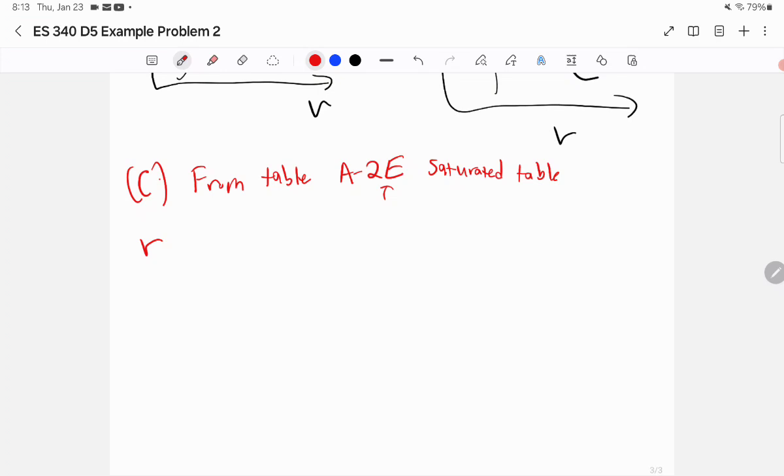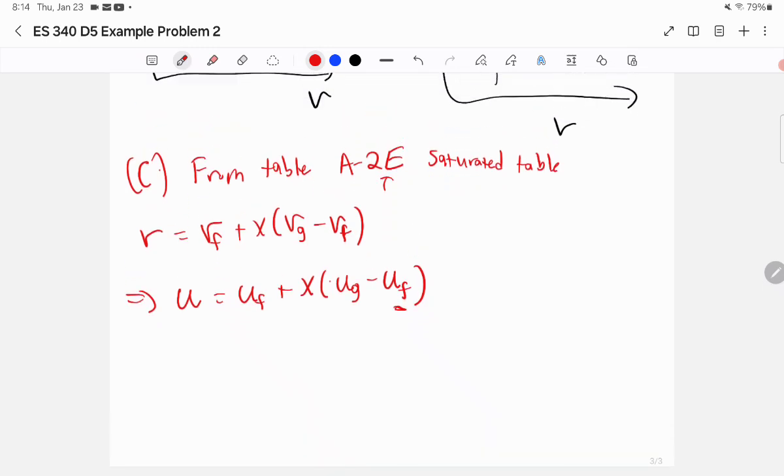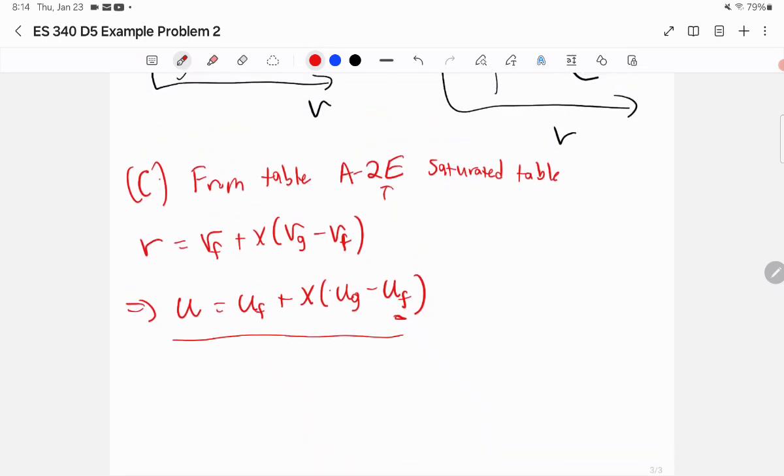And we do have a nice little formula for this. We had something that looked like this. V is equal to VF plus X times VG minus VF, right? We had something like that. Well, it's the same idea for U. U is going to be equal to UF plus X times UG minus UF. And these are going to be the gas, which is the vapor side, and the liquid, which is the fluid, F. So we have this nice little formula. We can use the exact same thing.